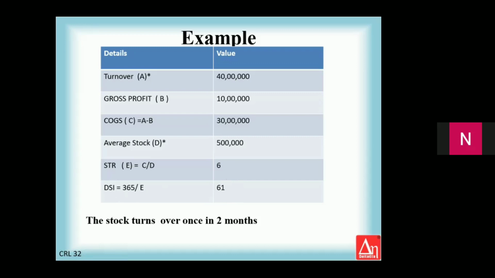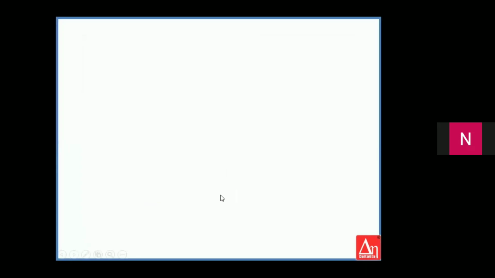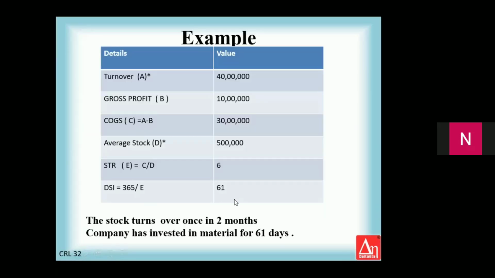And what is the right stock value? There is no such thing as a right stock value. You should always try to maximize this 6 and minimize the 61. If the 6 becomes 8, automatically this will become something around 45. If the STR becomes 10, your DSI will become 36. So our objective of any enterprise should be to maximize this STR or minimize the DSI.